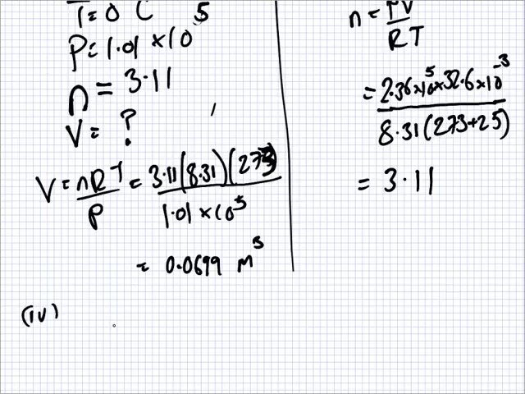Right. Part 4 is the number of molecules. So how do I get that? Multiplied by Avogadro. So what's Avogadro now? 6.02 times 10 to the 23. So this is 1.87 times 10 to the 24 molecules.